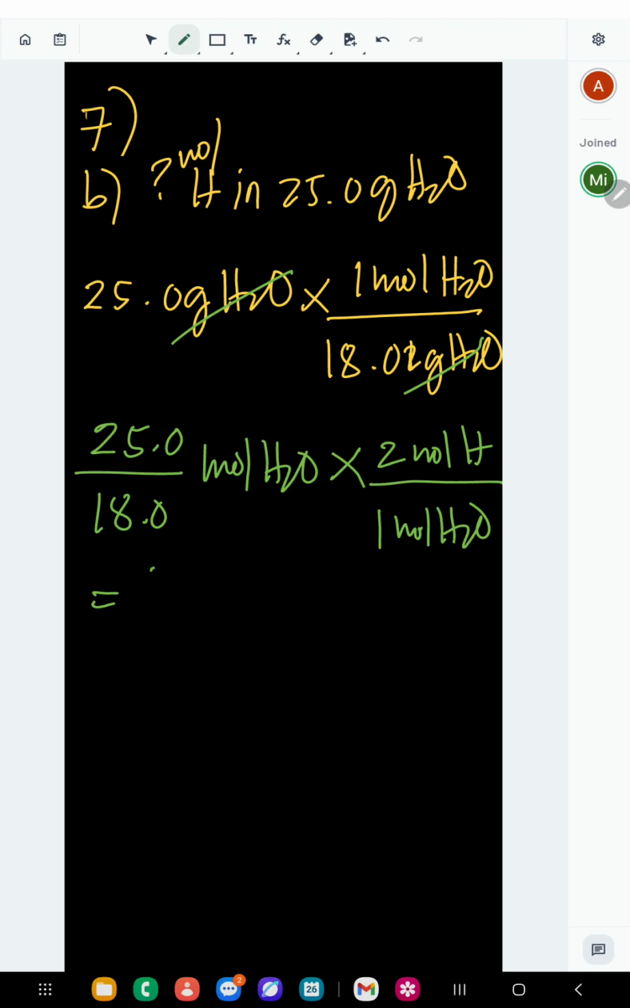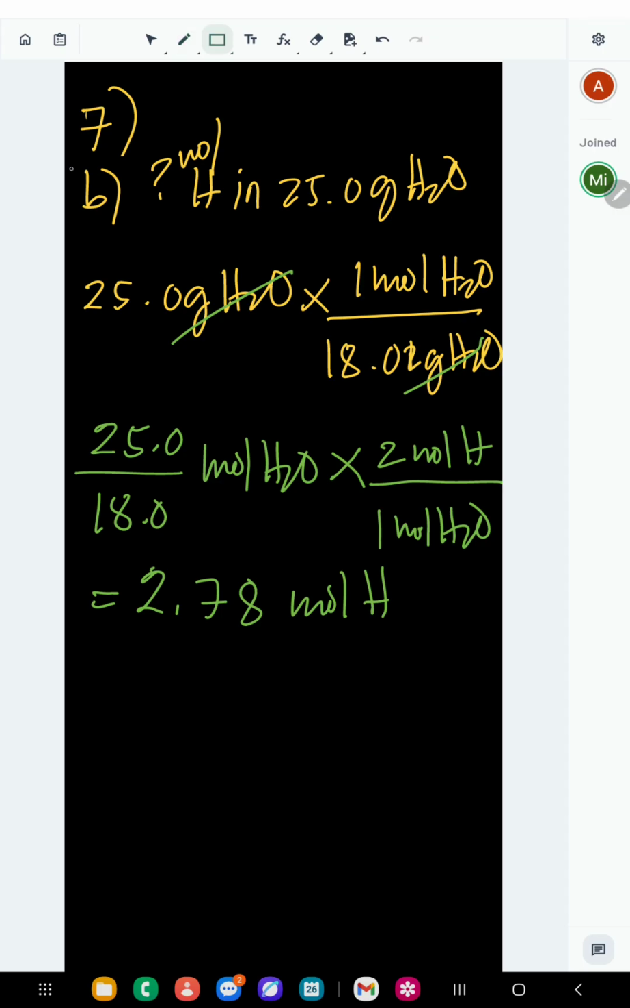Multiply by 2. 25 divided by 18 times 2. So that is 2.78 moles hydrogen. So that's how to do it.